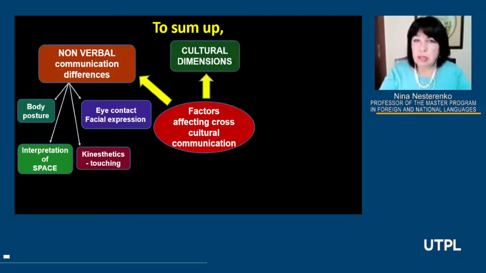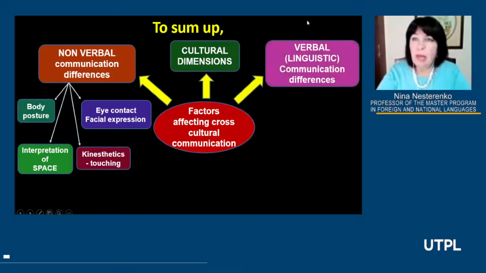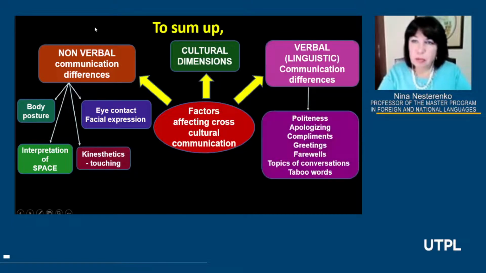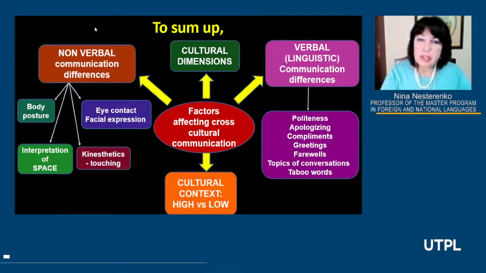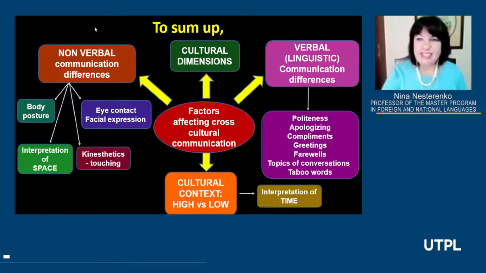Another factor is cultural dimensions, like masculine societies or individualistic, collectivistic societies, right? And then we have verbal, linguistic, and non-verbal communication, and people understand politeness in a different way, compliments and greetings and so on. And we need to consider cultural context, high and low. And to remember about this, it's the interpretation of time, how we interpret time.